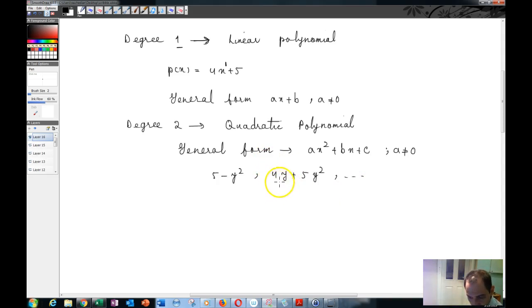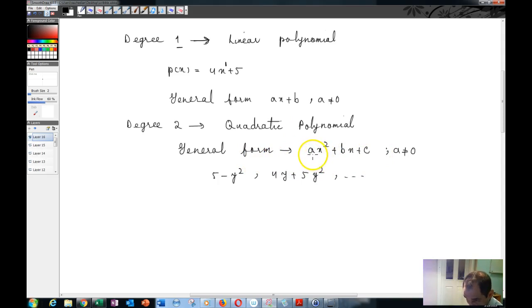So basically a quadratic polynomial in one variable, of this general form, will have at most 3 terms. At most 3 terms. You cannot have more than 3 terms in a quadratic polynomial in one variable.